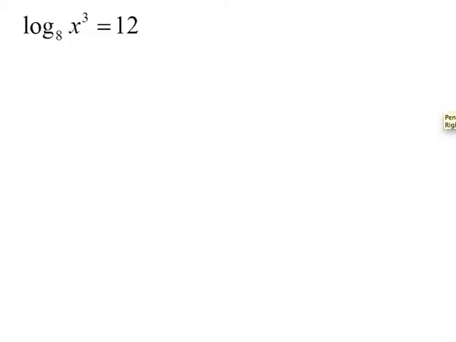So let's look at this. Here I have log base 8 of x cubed equals 12. What do you have to do first? 8. Yep, good. On the left side, the 8 and the log base 8 will cancel. It leaves me with x cubed equals 8 to the 12th.